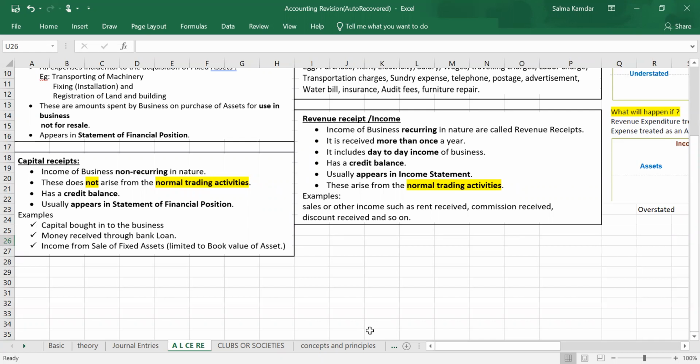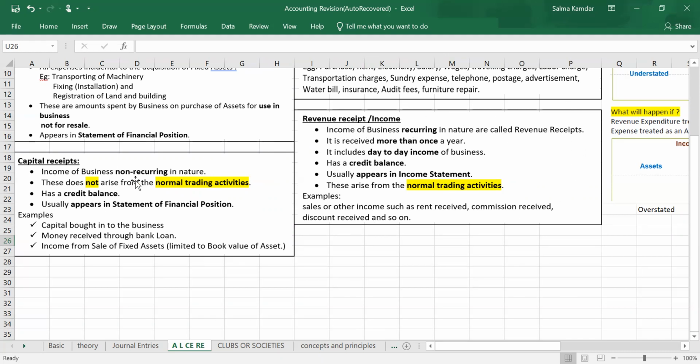Sales is normal, that normally happens. Sales is happening on a daily basis. It's your normal trading activity. What else? Rent receivable, commission received, discount received. So it's a revenue receipt. Can you tell me where the revenue receipt appears? Other income in the income statement.